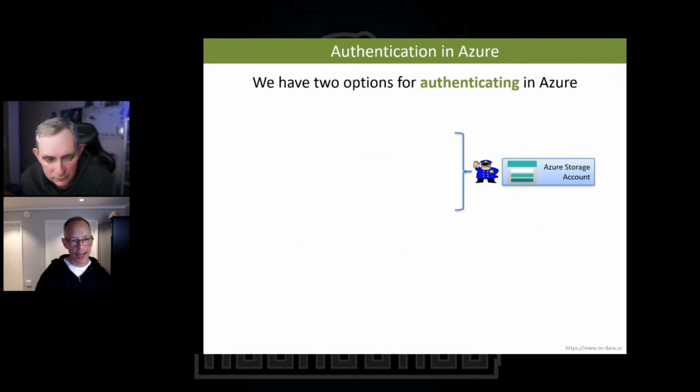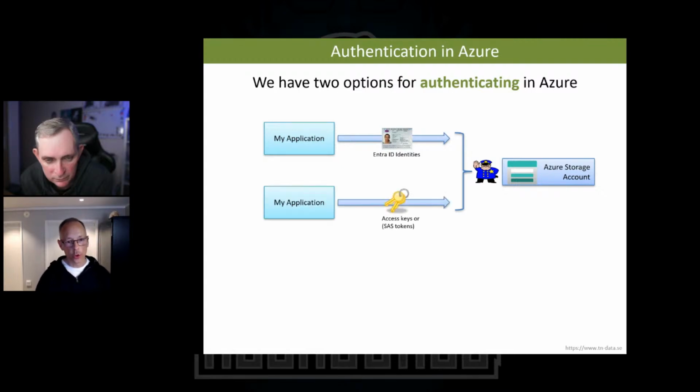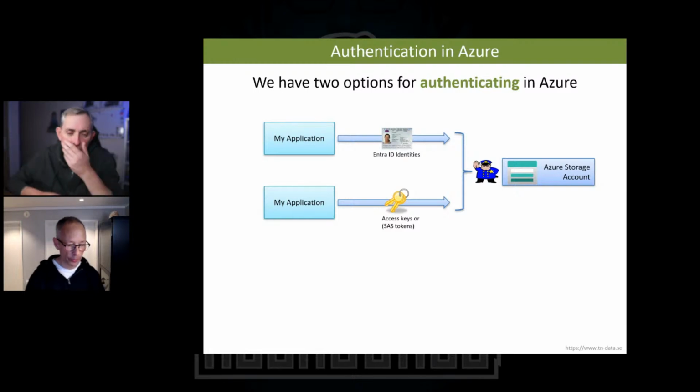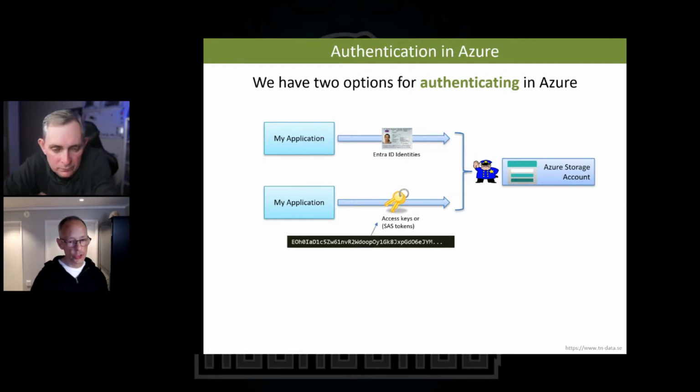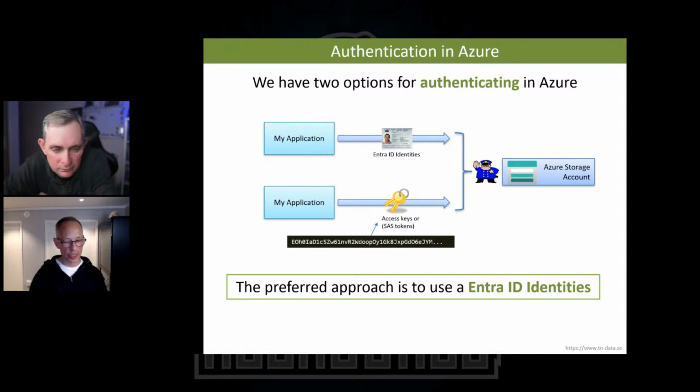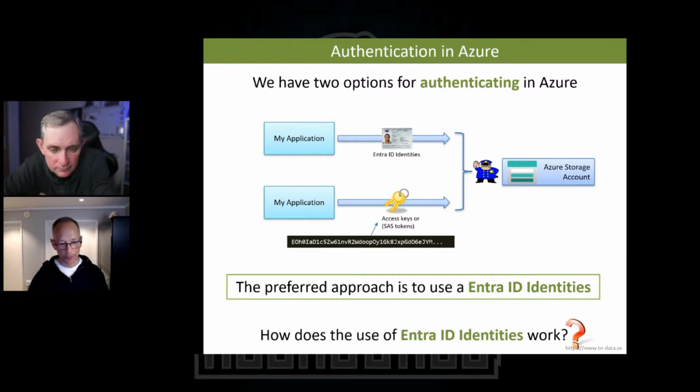Well, we have two options. We can use managed identities in some way, or we can use different access keys or SAS tokens or similar approaches. But of course, we prefer to use the identity approach if we can. I think we all can agree on that. But how does it work when we use Entra ID?